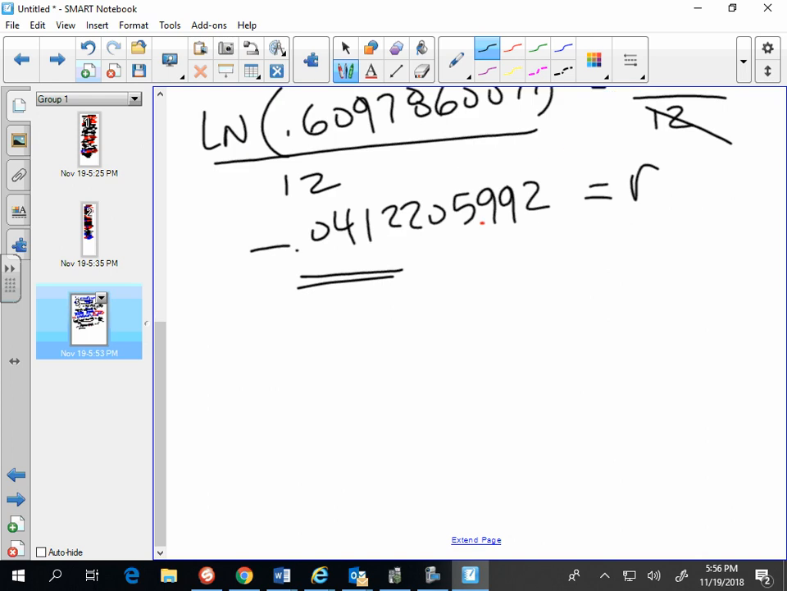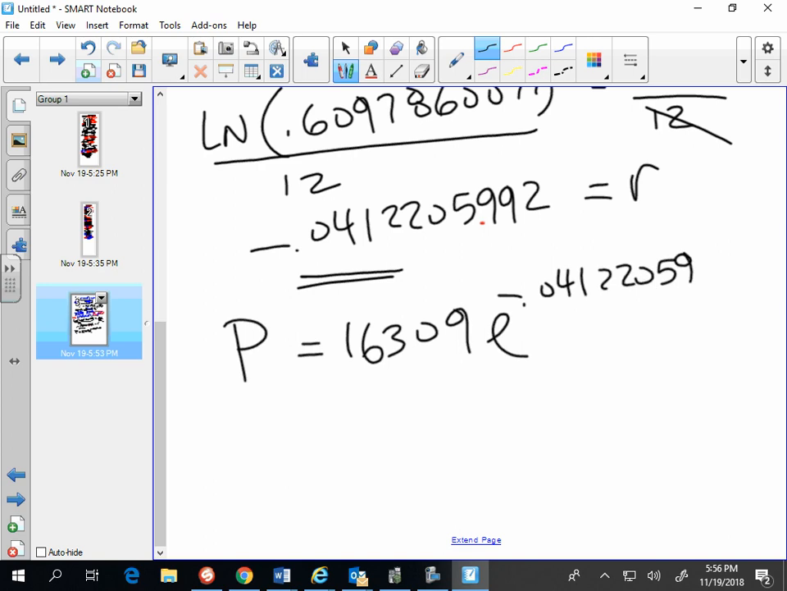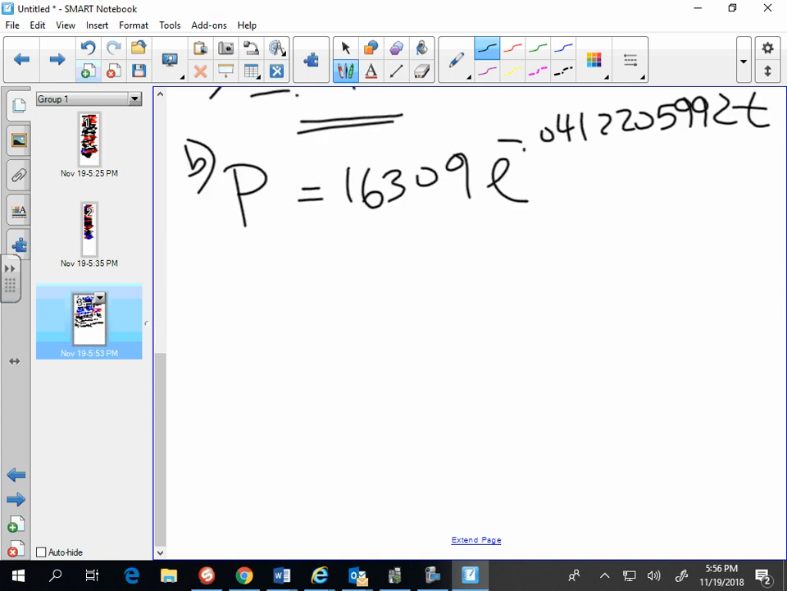So if I build my tuberculosis population model, it's 16309 e to the negative 0.04122059992t. So this was the answer to part A. Part B says, when will there only be 100 people being infected per year? Okay, so let's take a look at that. Does 100 go in here for time, or does 100 go in here for P? 100 is the number of people who are infected, so I'm going to put that in for P.